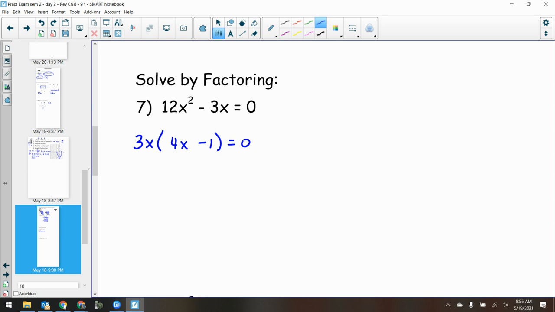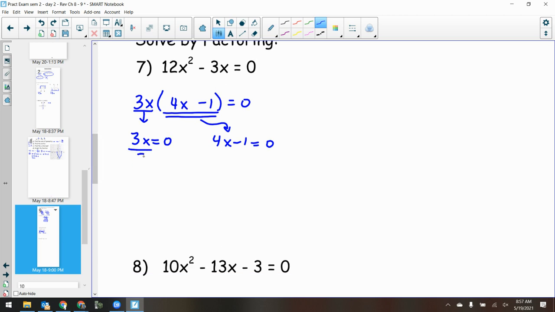Now, once you have it fully factored down, you use the zero product property and set each factor equal to 0. We say 3x is equal to 0, and 4x minus 1 equals 0. Set each piece equal to 0. And then we solve, and the left side's pretty easy to solve. I divide by 3. 0 divided by 3 is 0. And then we add 1. 4x is equal to 1. And then we divide by 4. x is equal to 0.25.